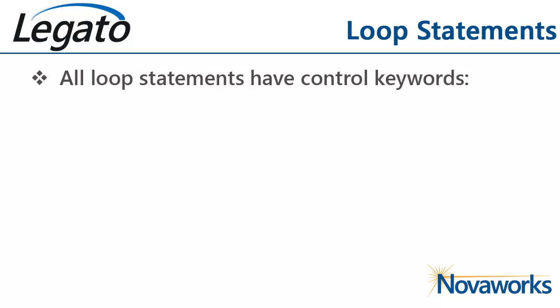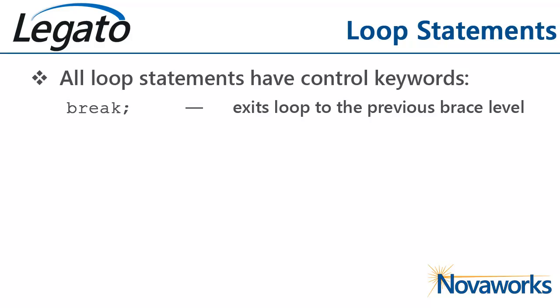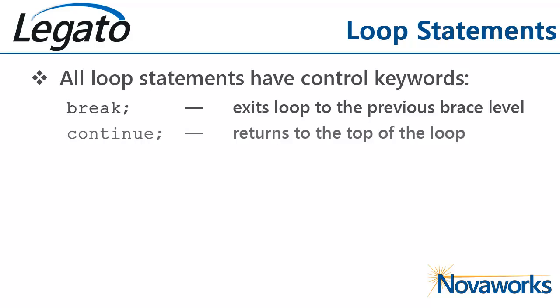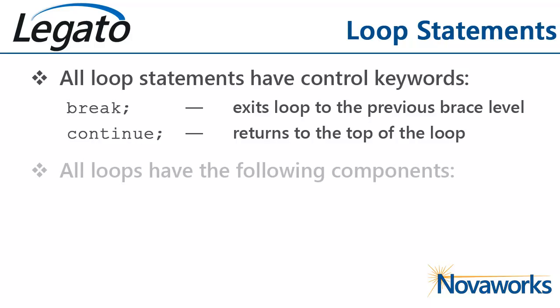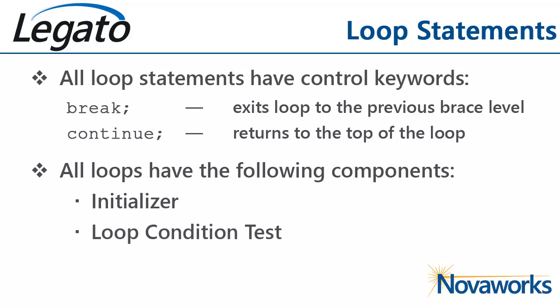Whichever particular type of loop you'd like to use, they all have common control words. One is break, which will basically exit the loop and move up to the next brace level. And the next is continue, which returns to the top of the loop. All loops will have the following components, which may be part of the loop structure or just simply part of the surrounding code. There'll be an initializer, there'll be a loop condition test, and there'll be a loop iteration expression.